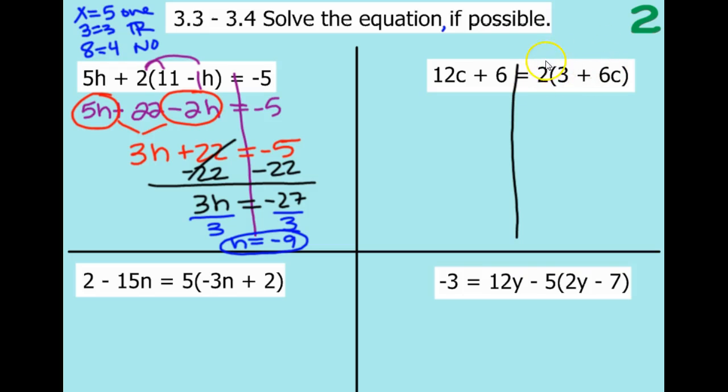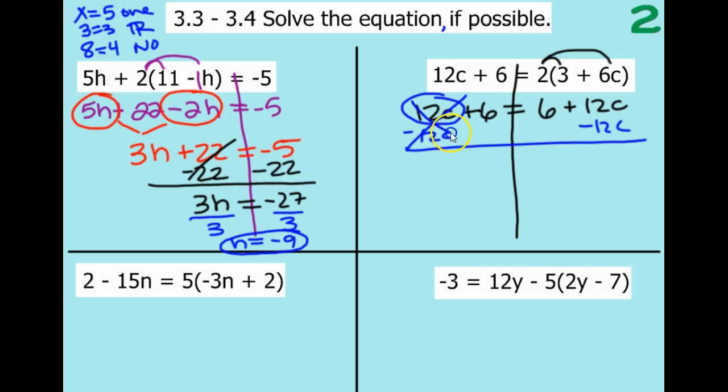Distributing here, because we have a parentheses, 2 times 3 is 6. 2 times 6 is 12 with the c, 12c. And over here we have 12c and 6. We want all of our letters on the same side now. It doesn't matter which one you move. They're both 12. I'm going to move this positive, so I'm going to subtract 12c.